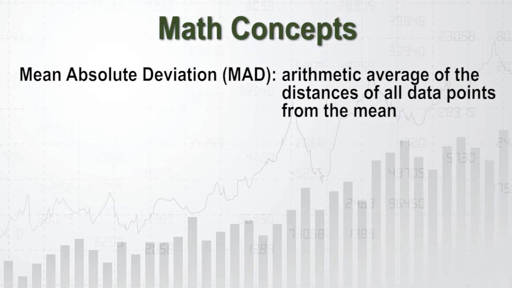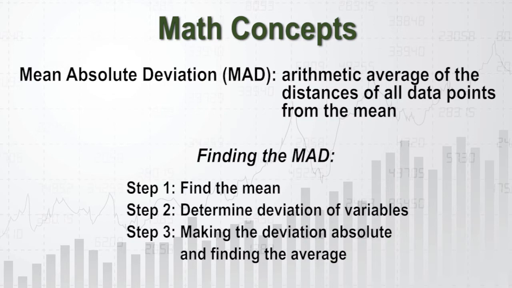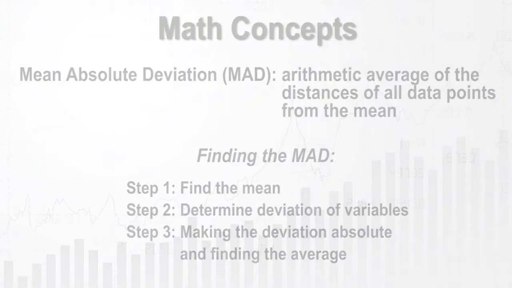Let's begin with the new concepts and skills taught in this chapter. Students will learn about finding the mean absolute deviation, or MAD for short. This is the arithmetic average of the distances of all data points from the mean. The MAD is found by first finding the mean, second determining the deviation of each variable from the mean, and third making the deviation absolute and finding the mean or average.